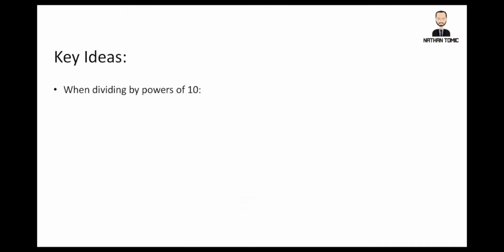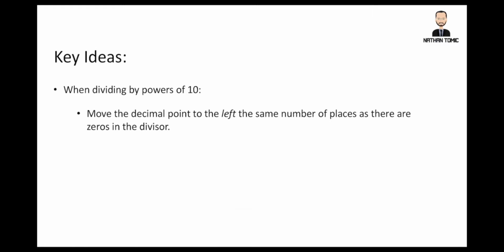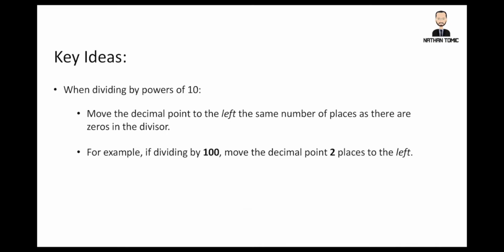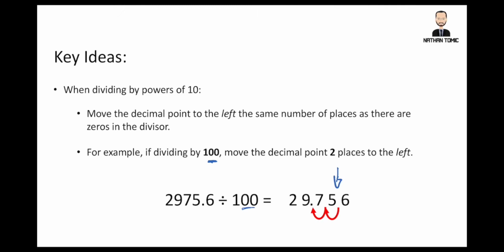When we do division by powers of 10, it's the same idea, but this time we move our decimal place to the left, the same number of places as the number of zeros. For this example, here is 100, so it's got 2 zeros, so we're going to move 2 places to the left. In our number, 2975.6 divided by 100, there are two zeros in 100, so we're going to take our decimal place from where it is here and move it to the left 2 places. So our final answer becomes 29.756.